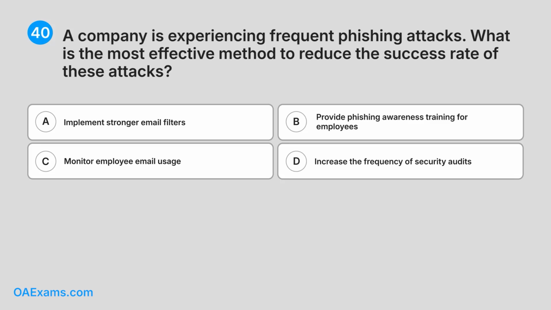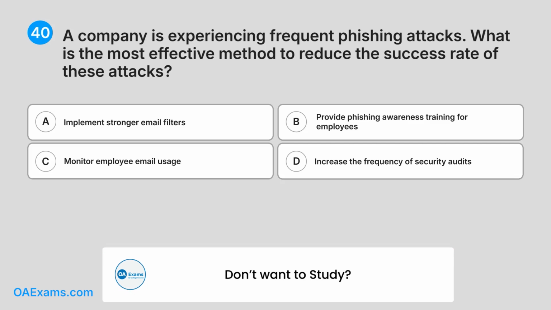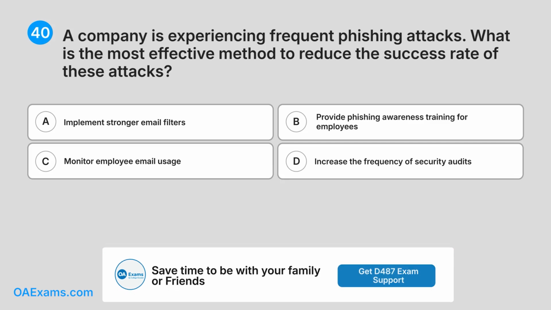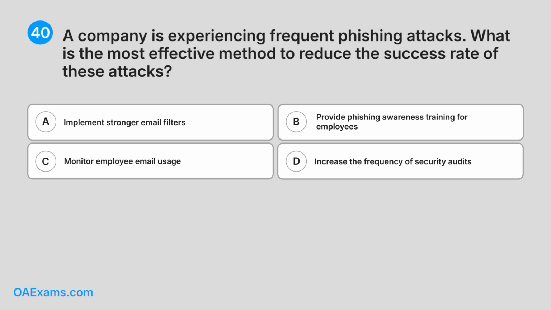40. A company is experiencing frequent phishing attacks. What is the most effective method to reduce the success rate of these attacks? A. Implement stronger email filters. B. Provide phishing awareness training for employees. C. Monitor employee email usage. D. Increase the frequency of security audits. Do you know the answer?